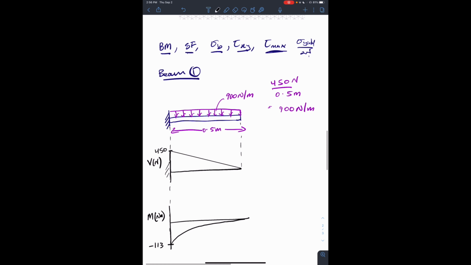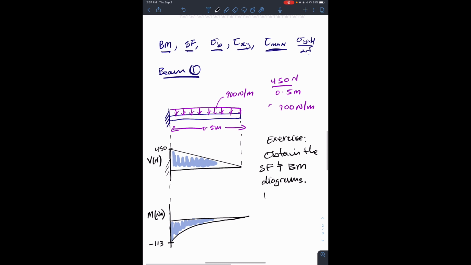Right, so I'm not going to show how we came up with the shear force and bending moment diagram. So that will be an exercise you can do. Obtain the shear force and bending moment diagrams, just like any assignment, and also identify the maximum. So you're going to identify the max values because we would use those max values now in determining the shear stress and bending stress.